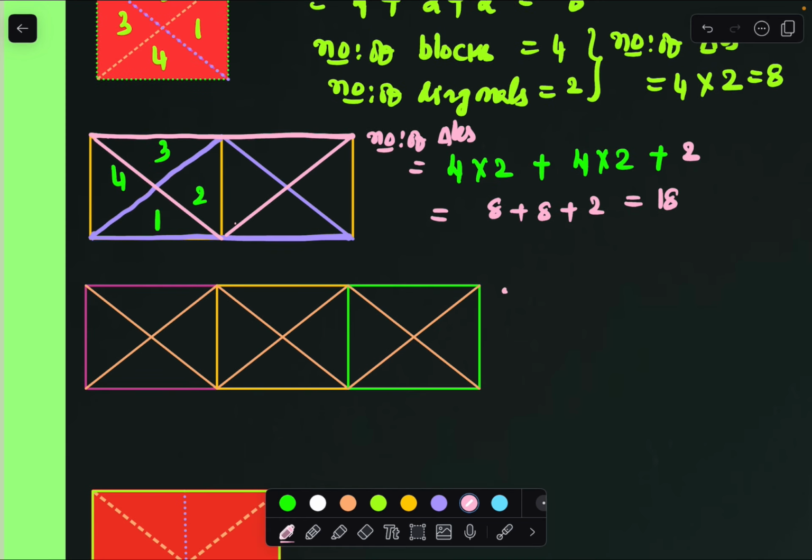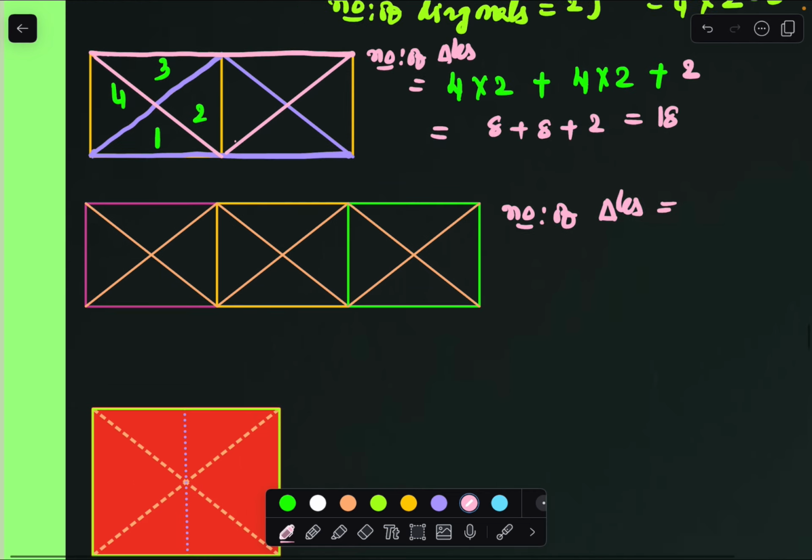And see the next question also. The number of triangles in this figure we have to calculate. And how many rectangles are attached here? So 3 rectangles, we know that. In one rectangle, how many blocks are there, we can check it. How many one unit triangles are there? 4 are there. How many diagonals are there? 2. 4 into 2, 8 triangles we get in one rectangle. Totally 3 rectangles attached, so 4 into 2 plus 4 into 2 plus 4 into 2 we will write.